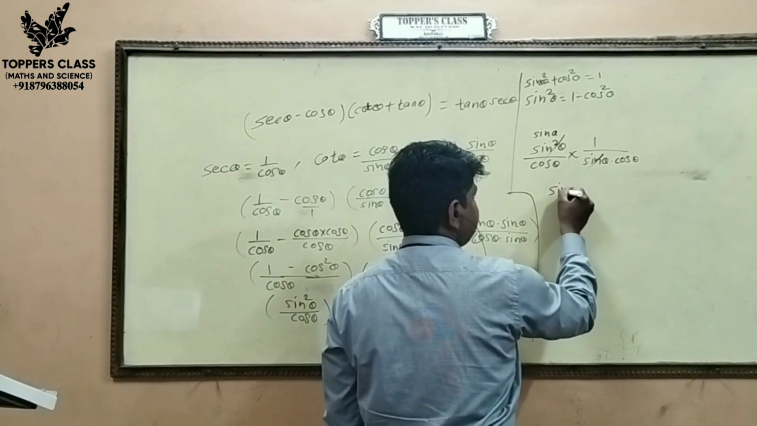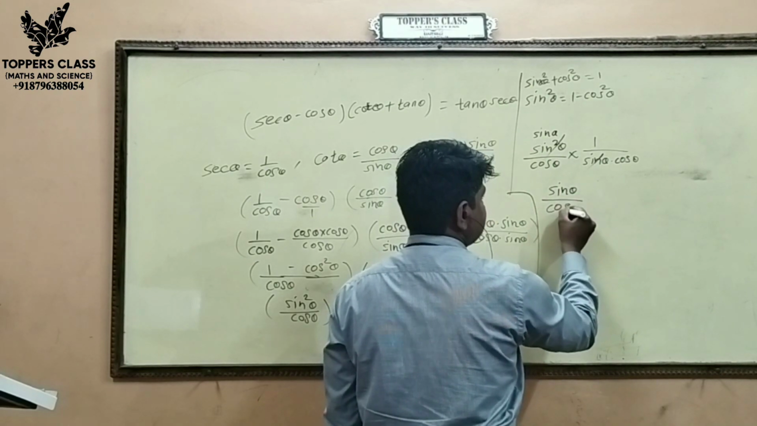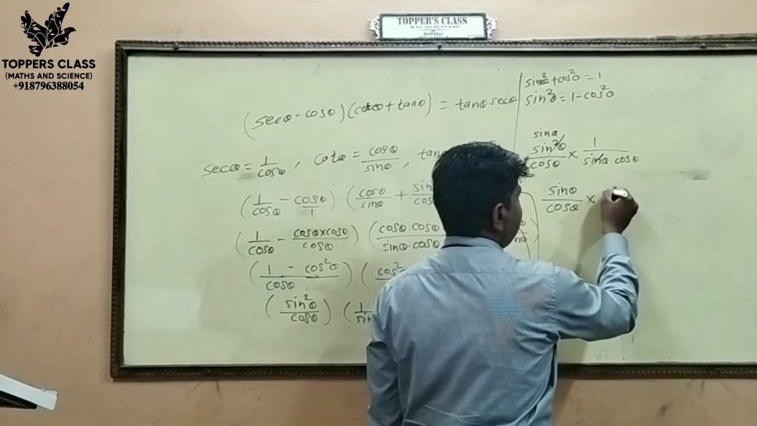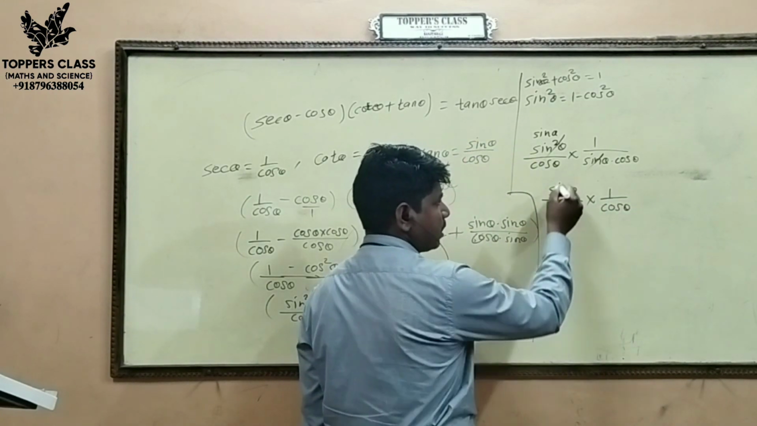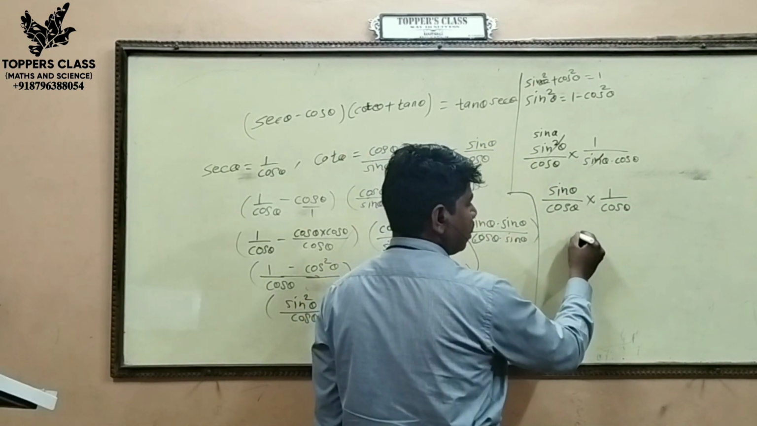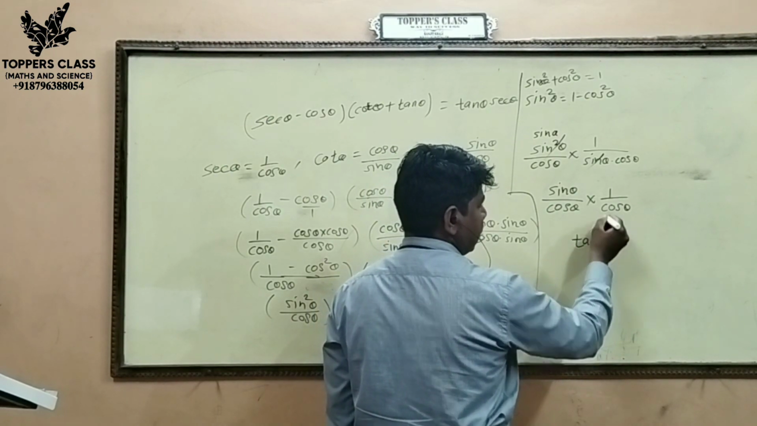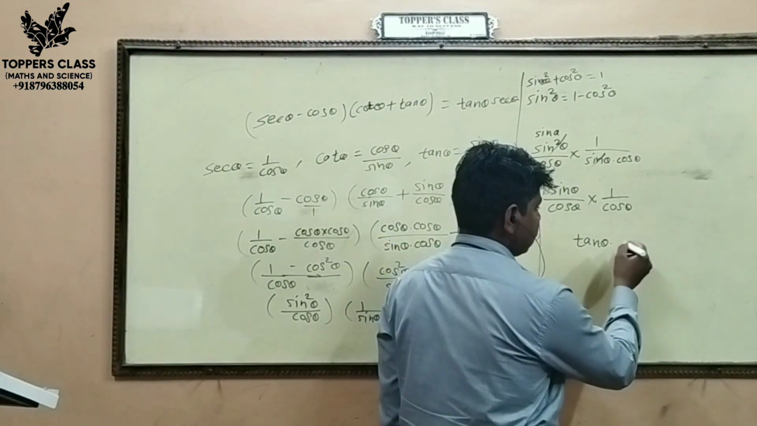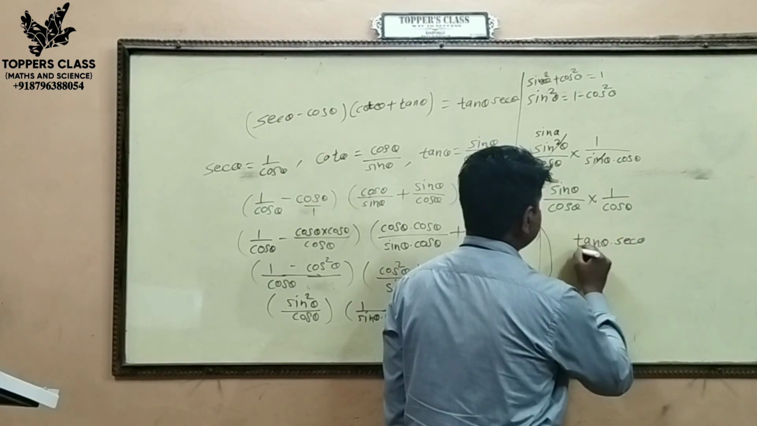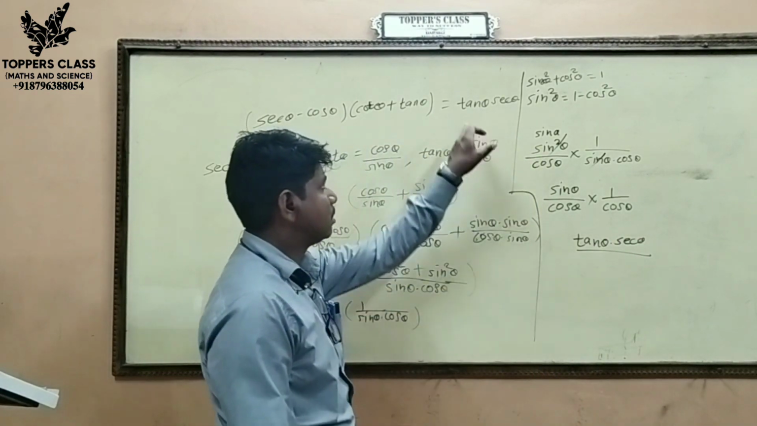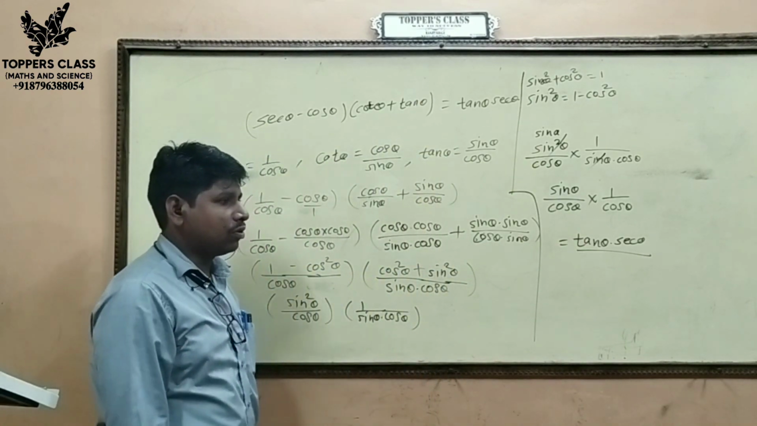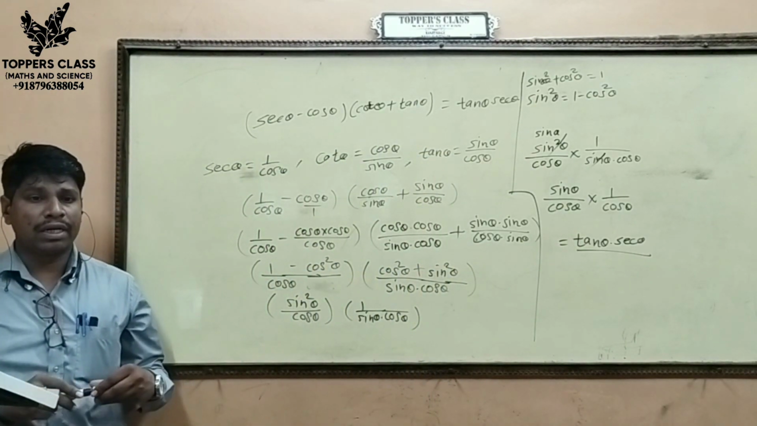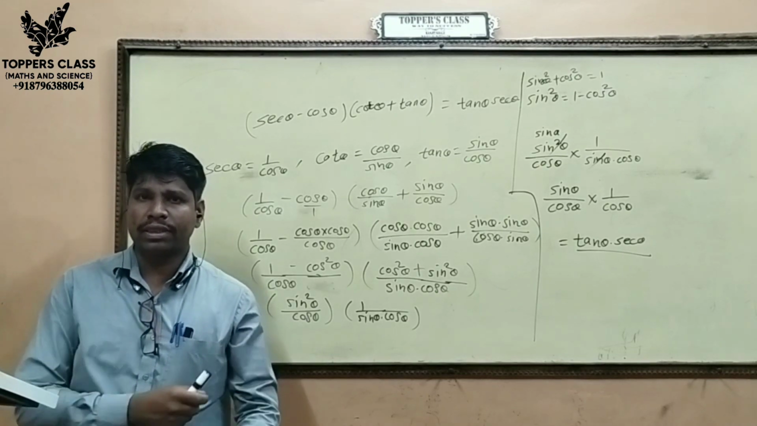So we'll get sin theta upon cos theta into 1 upon cos theta, is equal to sin theta upon cos theta, we know it's tan theta. And this 1 upon cos means sec theta. Did you get it like this? See, your RHS. So here first you should remember identities. Then only you can solve this problem.